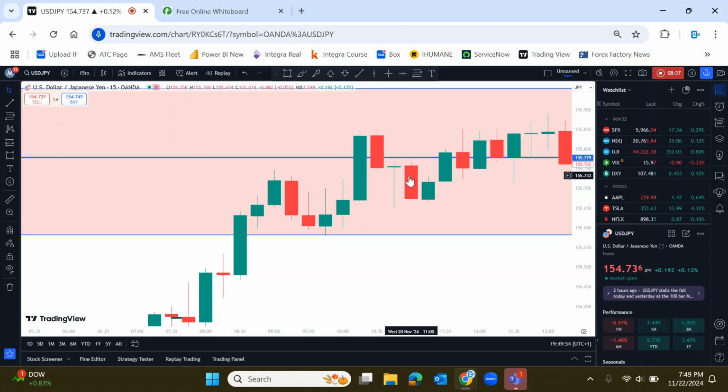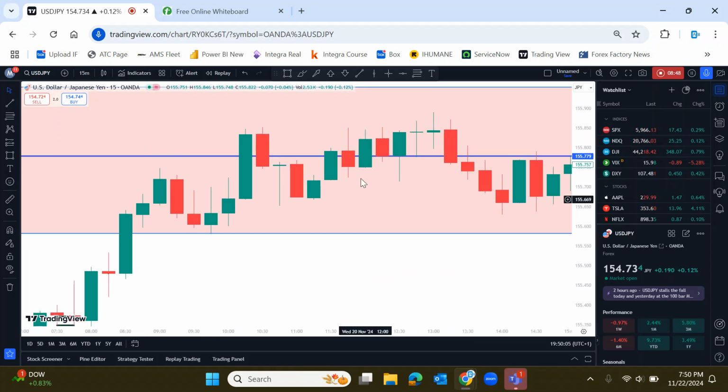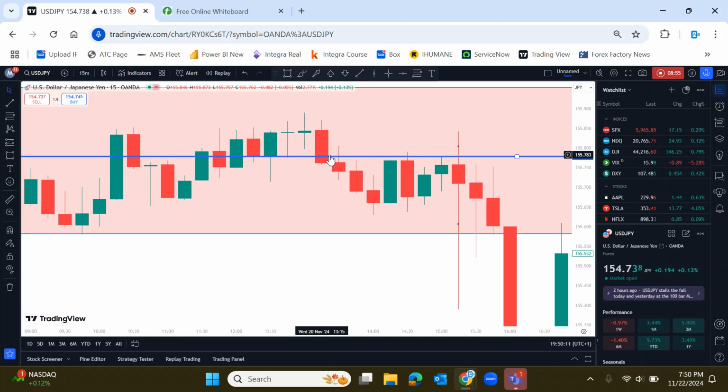Now, you look at this downtrend candle again. Is there a fair value gap forming around this area? There's no fair value gap forming around this area. You proceed again and look at this downtrend. Is there a fair value gap? There's no fair value gap. You look at this point. Is there a fair value gap?